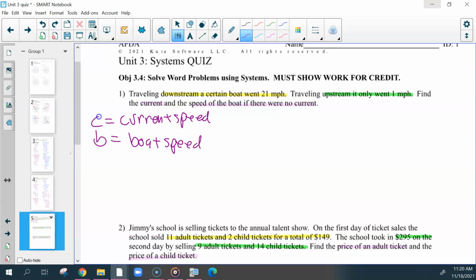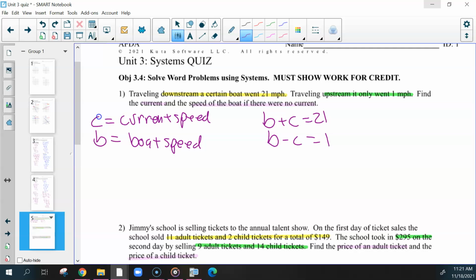Remember that these need to be specific. For this one, that's as specific as we can get, but for others, it should be cost of, number of, whatever. Downstream, the boat would go faster, so we're going to add those two. B plus C equals 21. Upstream, the boat would go slower, so we're going to get rid of our current speed because it's no longer pushing the boat along. So B minus C equals 1.